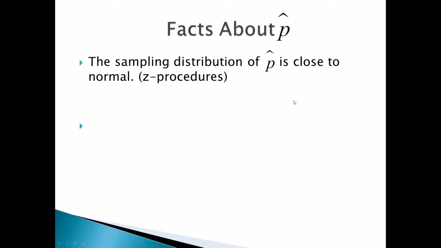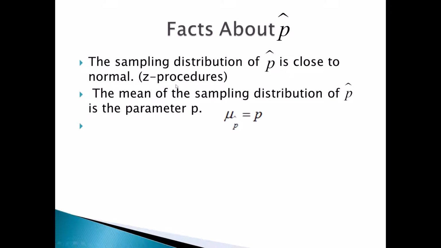All right, so facts about your sampling distribution for p-hat. Sampling distribution of p-hat is close to normal. So if we can verify the normality of the sampling distribution, we can do Z procedures. We can do standard normal calculations. The mean of the sampling distribution of p-hat is the parameter p. So if we could get enough sample proportions and then average them, we should start approaching the true value. So if you know either one, then you know the other.